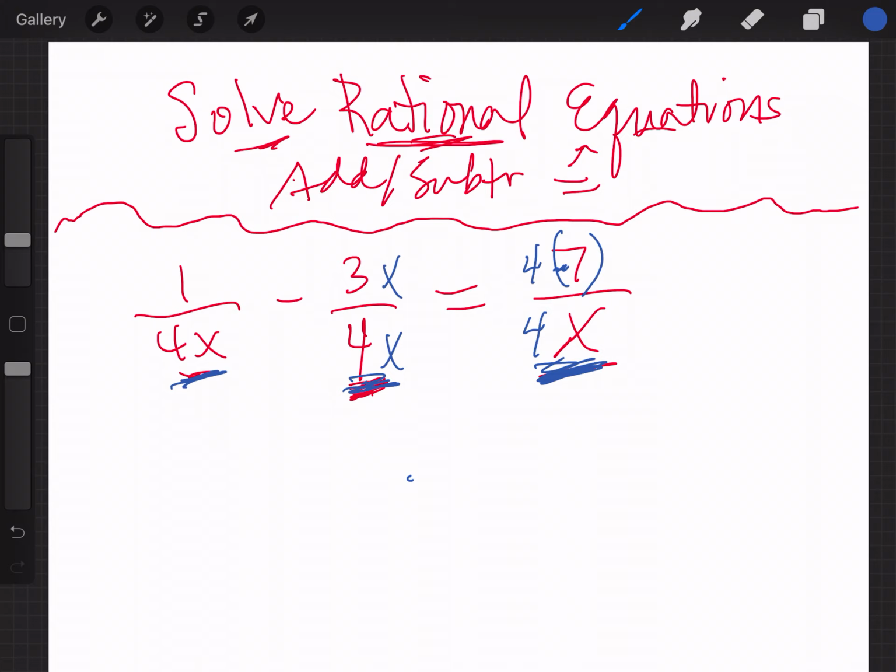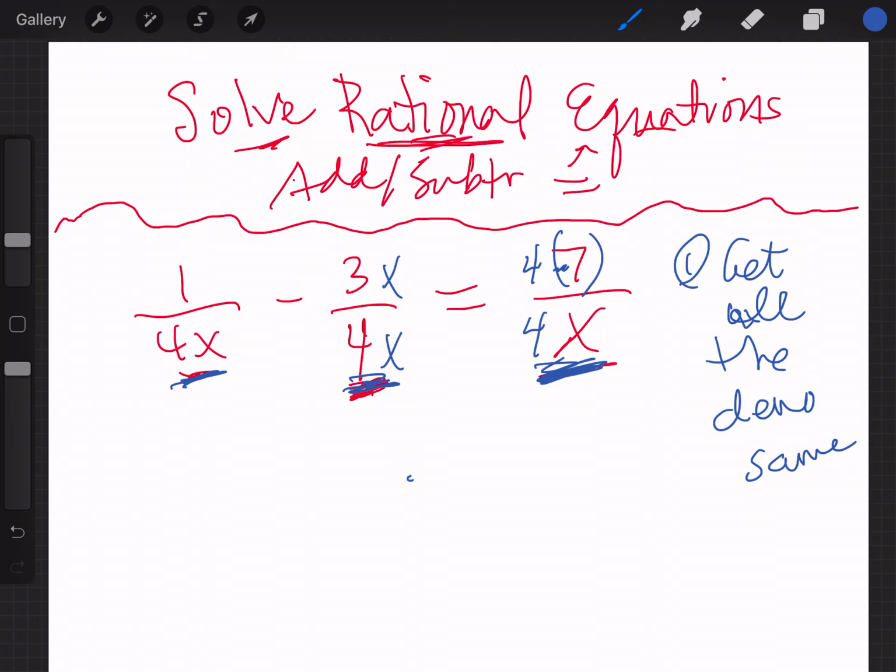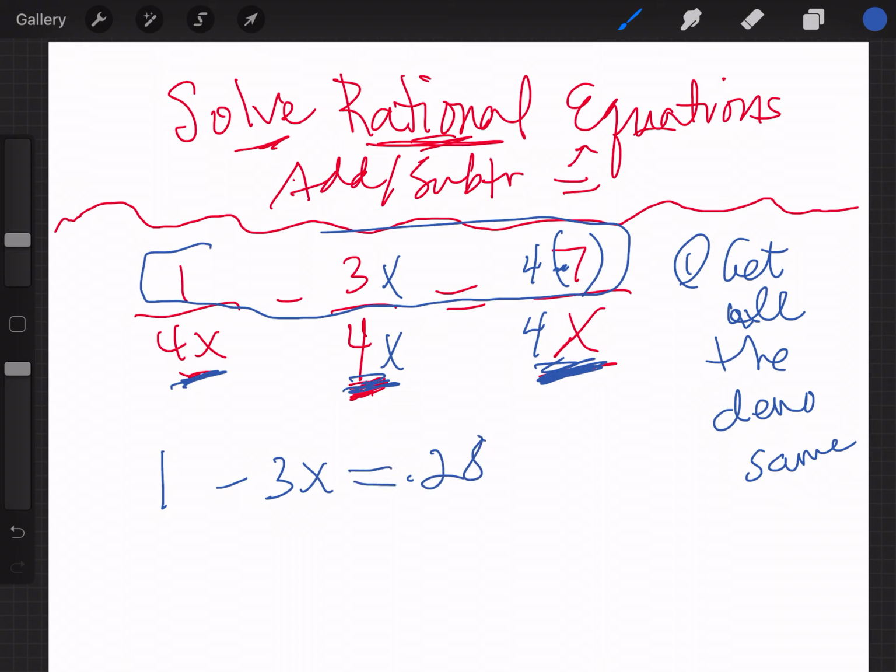Now, the thing you have now is that all of them are the same. So your first thing is get all the denominators the same. Then basically at that point, you're going to ignore the denominators and only work with the top. So that means I've got 1 minus 3x equals 4 times 7 is 28. And that is not a decimal point. Don't think of it as one. So basically I've got an equation. So basically we're going to do what we did last week, but then it's going to end up converting into an equation to solve.